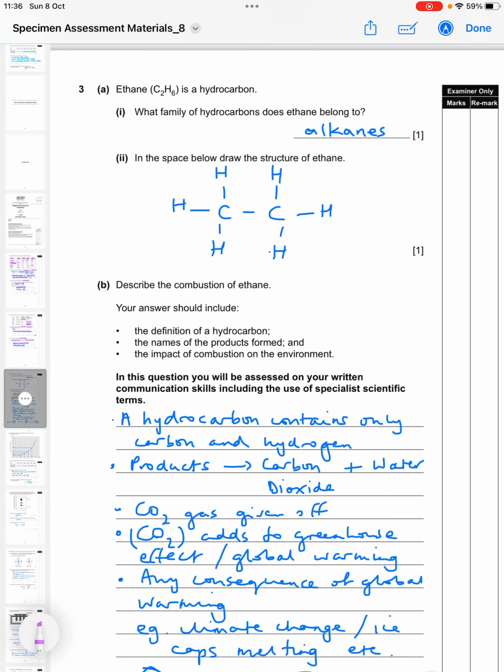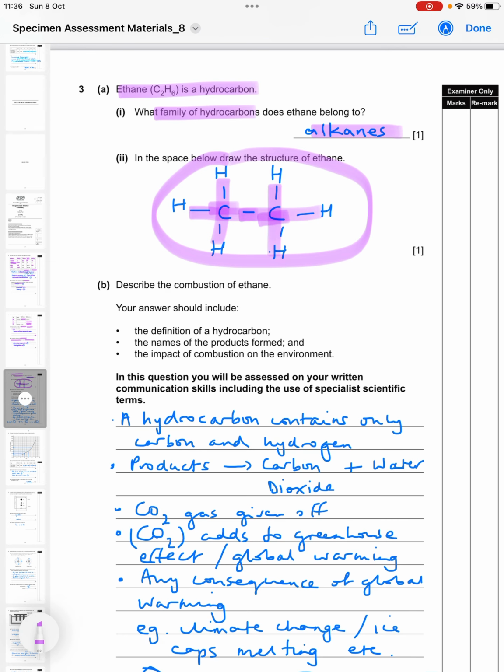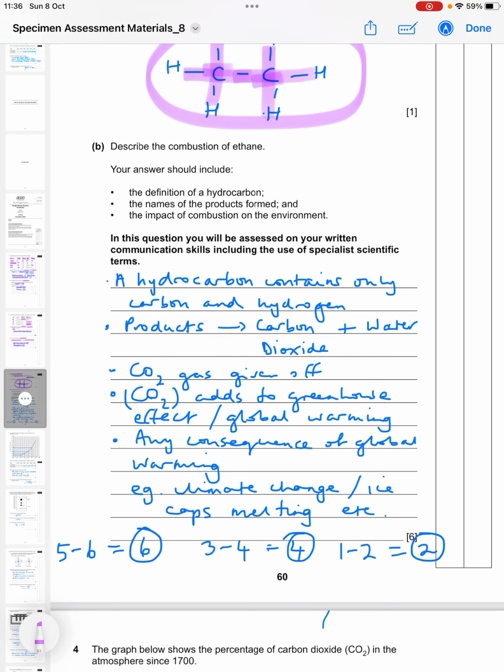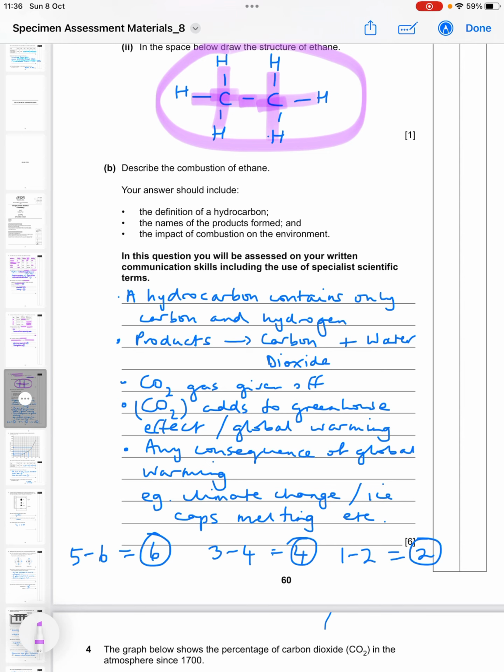Question 3. Ethane, C2H6, is a hydrocarbon. The family of hydrocarbons that this belongs to is the alkanes. Anything that ends in ane is an alkane. Then in the space below, draw the structure of ethane. So they've given you the formula, C2 and then 6 hydrogens around those. And make sure that you always have 4 bonds around each carbon. Okay? Then describe the combustion of ethane.